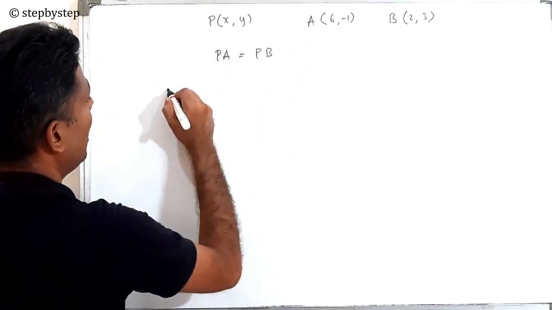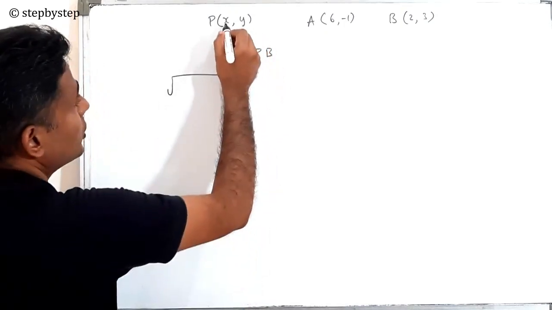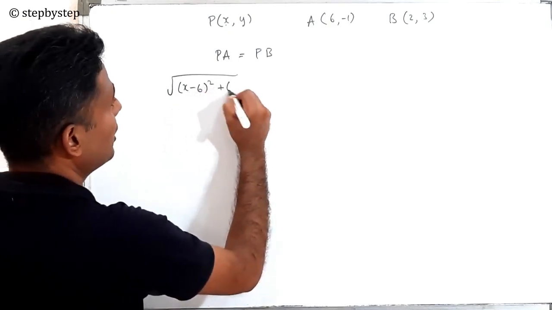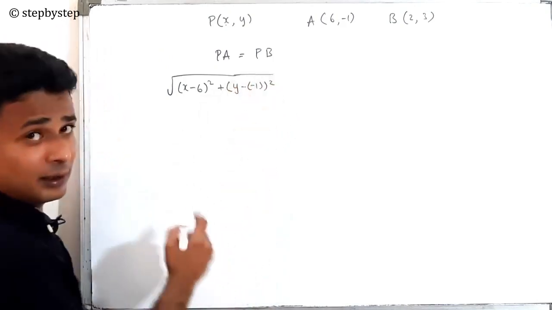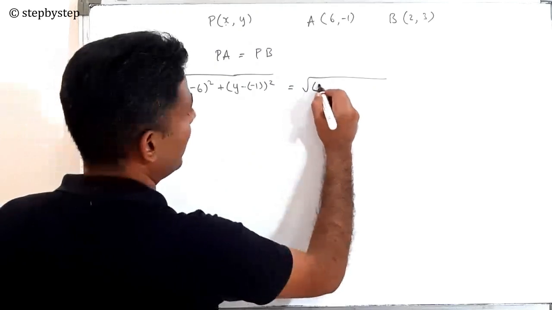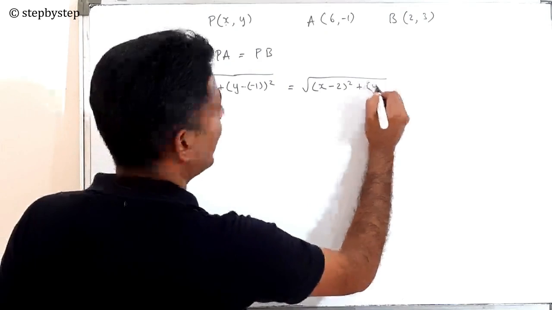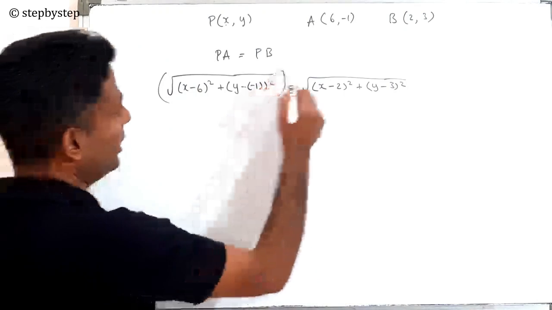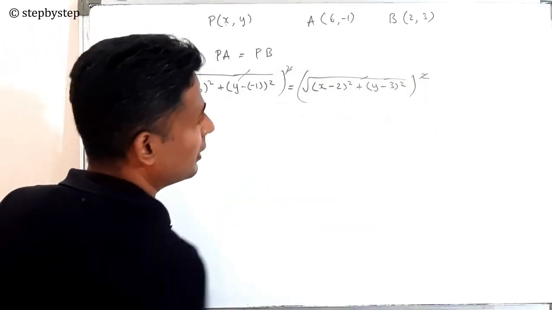Now PA, how will you find it? I'll take this as x2, y2 in both cases. So x2 minus x1 whole square plus y2 minus y1 whole square, equal to PB. Again I'll take this as x2 and y2: x2 minus x1 whole square plus y2 minus y1 whole square. Now I can square on both sides, so square and square root cancel.